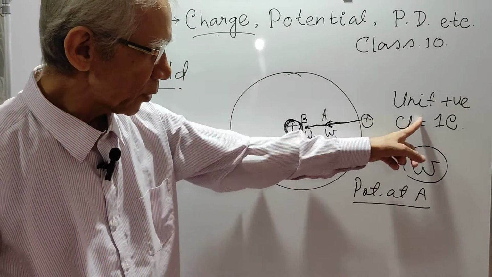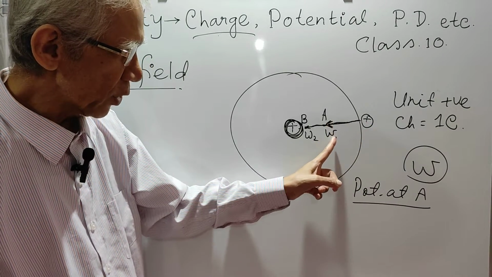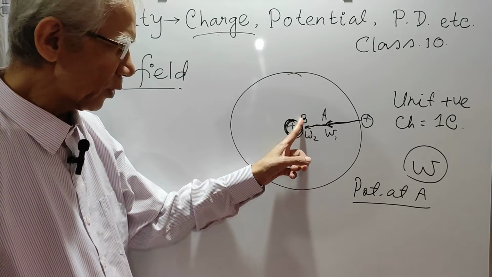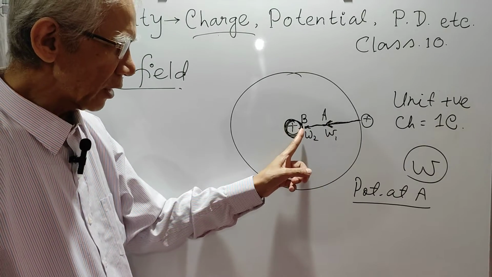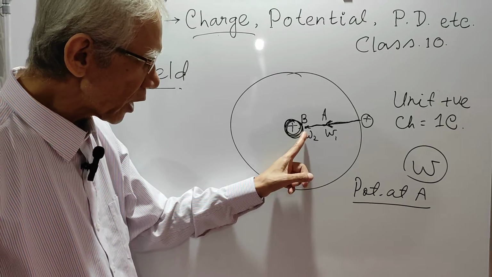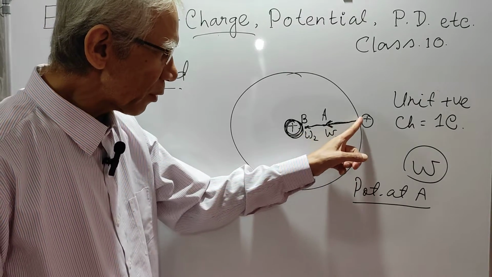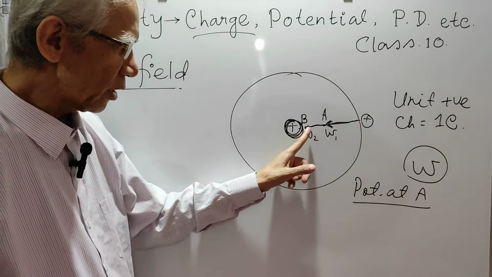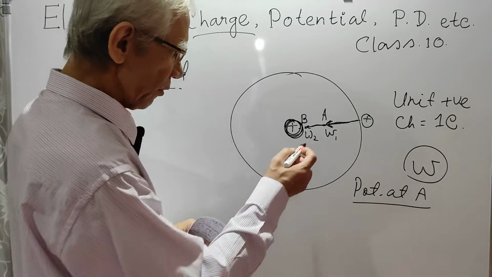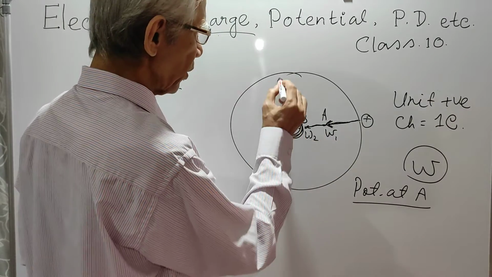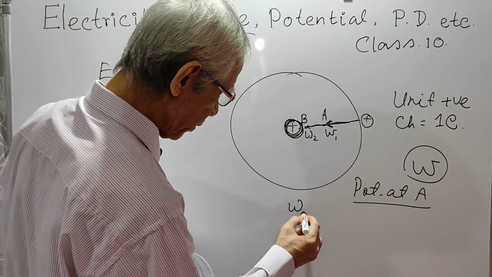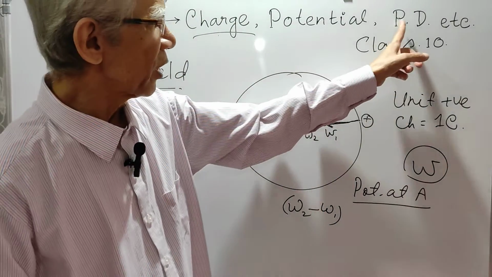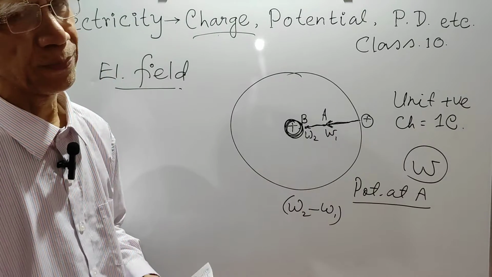To push the unit positive charge from infinity up to this point, what work is done? W1. And to push it further up to the point B towards the central positive charge, another amount of work is done. From here to here W, from here to here W1, and from here to here W2. Okay. So definitely W2 is greater than W1. So this difference, W2 minus W1, will be called potential difference between A and B.